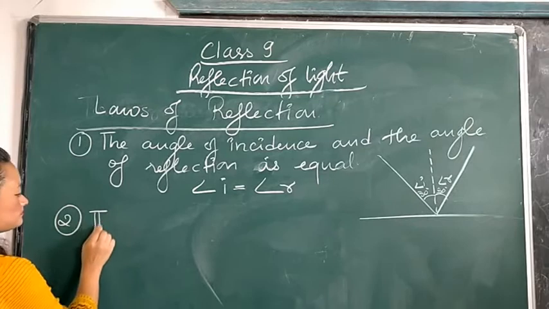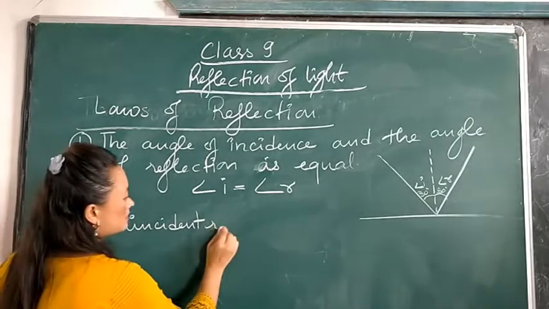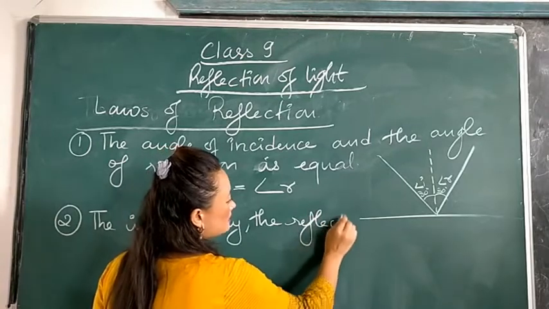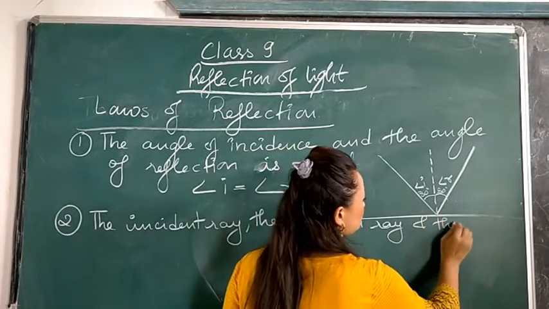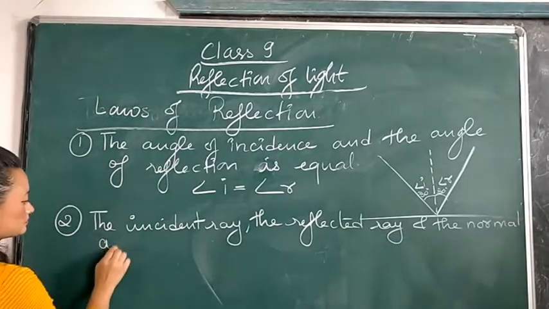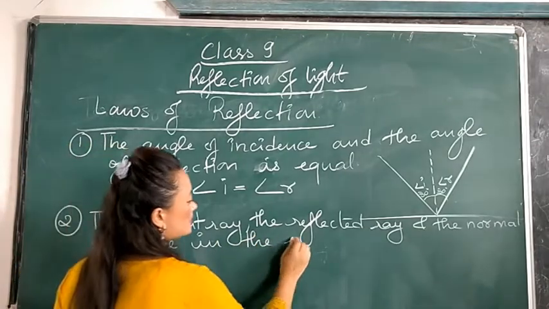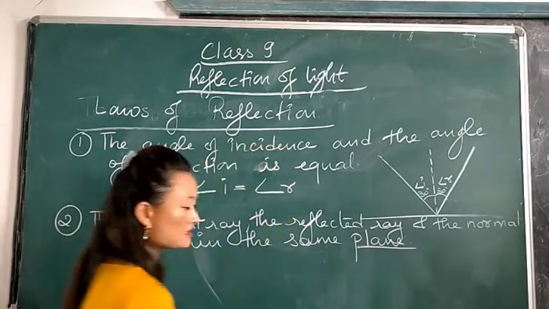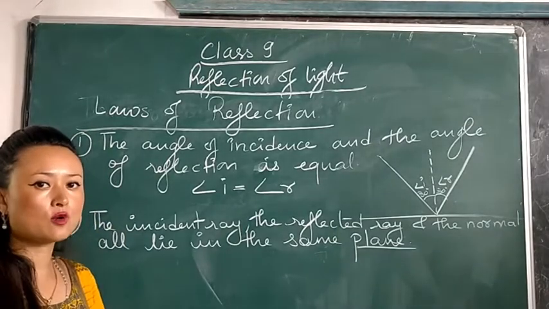Another one is: the incident ray, the reflected ray, and the normal all lie in the same plane. So what does this word plane mean? Plane means any flat surface. Any flat surface is called a plane.